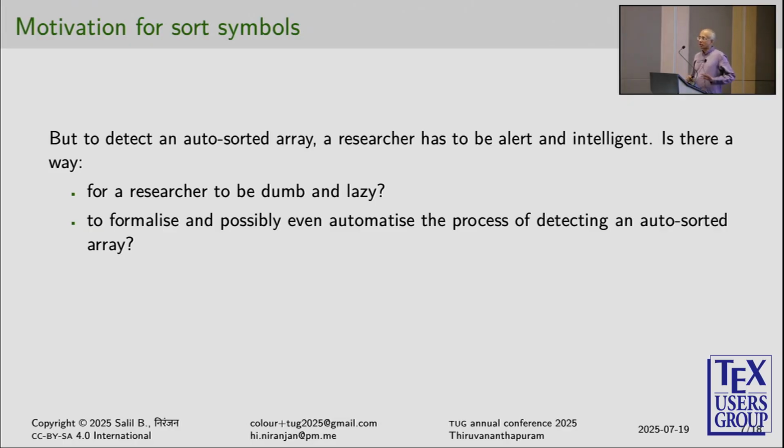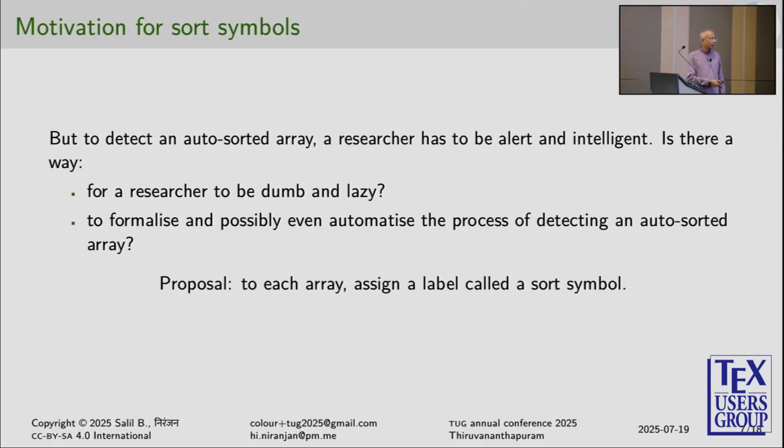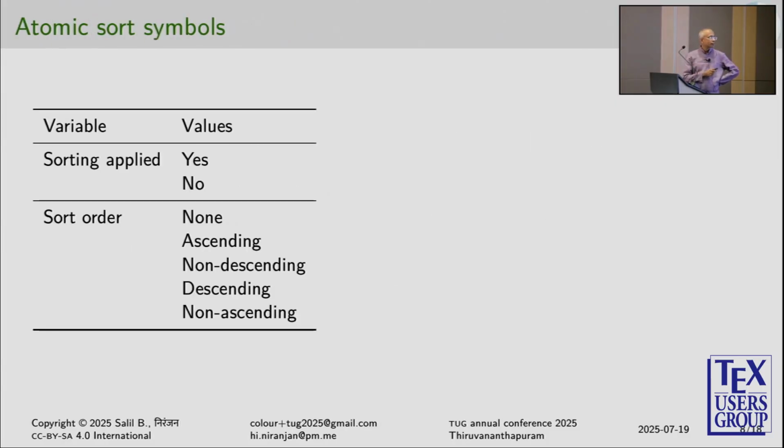One is to formalize the method. An advanced tool is to automatize the whole thing. So can we do that? We propose that to each array, we assign a label called a sort symbol, with the hope that these symbols will help us detect the correlation. So this is like a review of what we have already gone through. There is a variable called sorting applied. Its values are yes or no, sorting applied or sorting was not applied. And then we get a result.